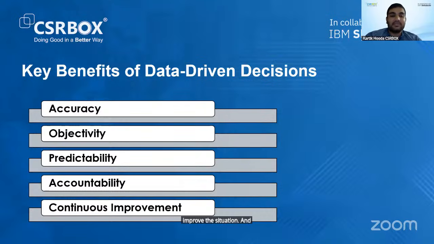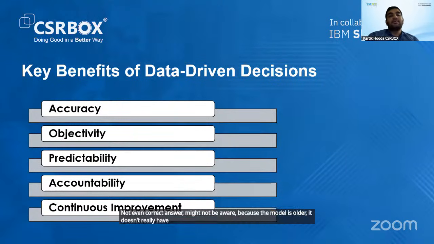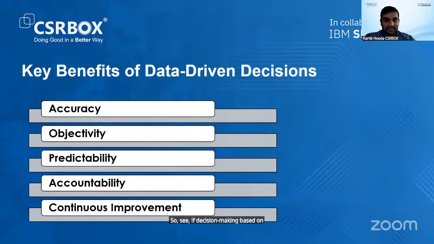And continuous improvement is quite easy to understand as the data updates. A very good example of this would be ChatGPT. I'm sure all of you have used ChatGPT and still use it on a regular basis. If you ask the older ChatGPT model, it might not be able to give you the correct answer, or might not be aware because the model is older. It doesn't really have access to that data, but the recent models are able to. So if decision making is based on data, as the data improves, then the decision making also improves.